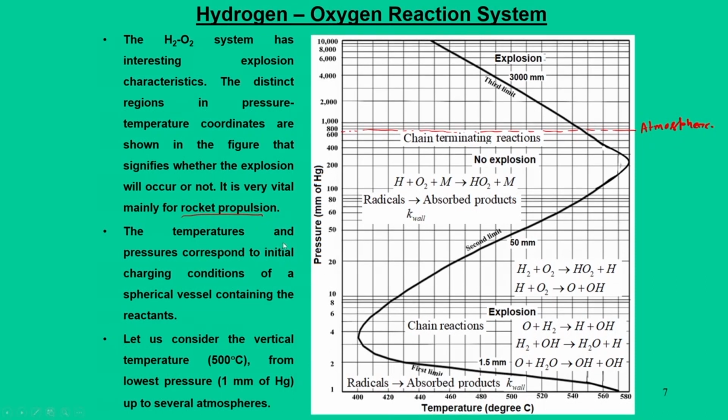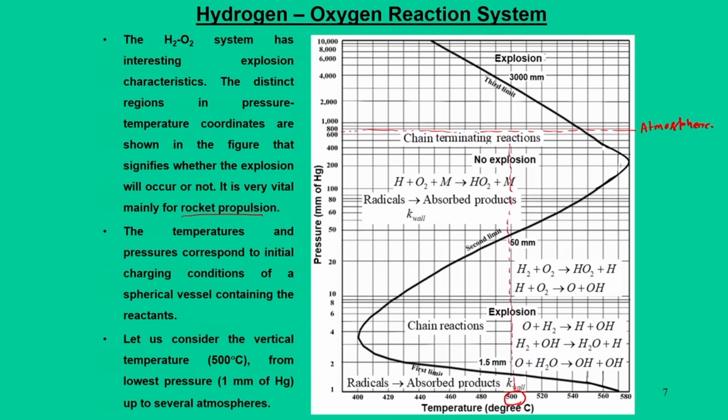What we are looking at are the temperature and pressures corresponding to initial charging conditions in a spherical vessel which contains reactants. Like in a spherical vessel, we are putting hydrogen and oxygen and try to see the thermodynamic behavior in terms of a pressure temperature plot. Now, imagine one particular case, like we are looking at 500 degree centigrade. I am just explaining one particular case, and I am just drawing a vertical line.